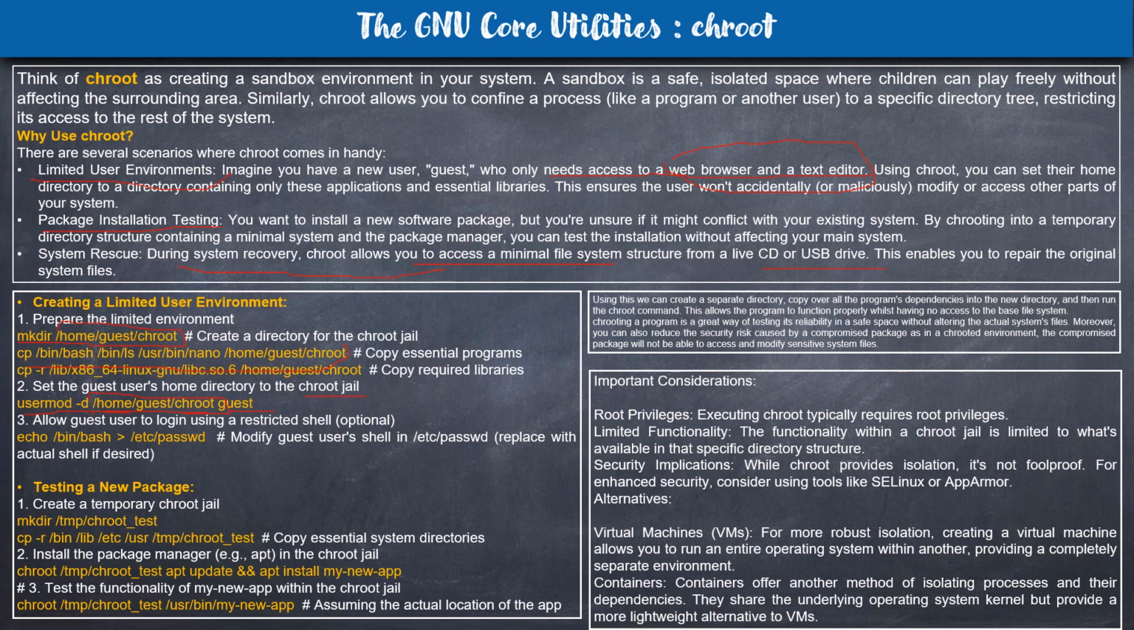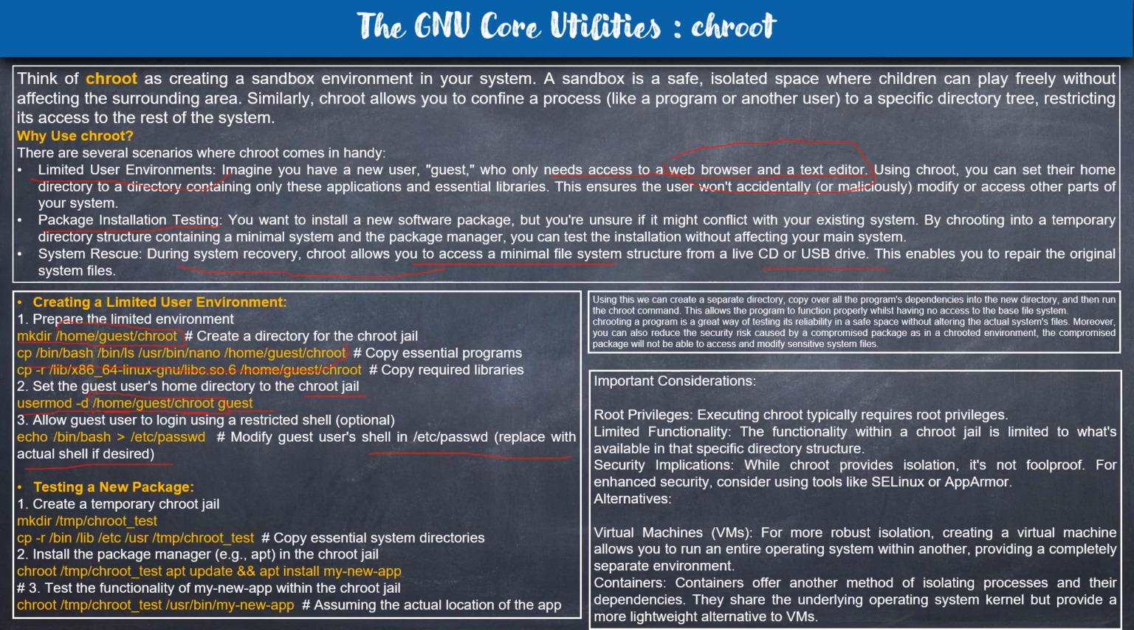So for that we need to run echo bin bash, that is redirection, to etc password. Okay. So this will modify the guest user's shell in etc password, replaced with the actual shell if desired. Okay. So whatever shell is there for the guest user, it will be replaced by /bin bash.